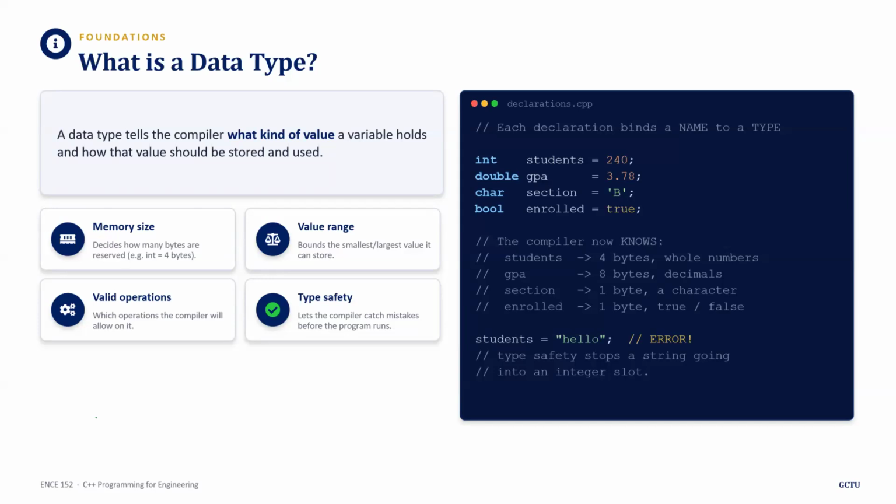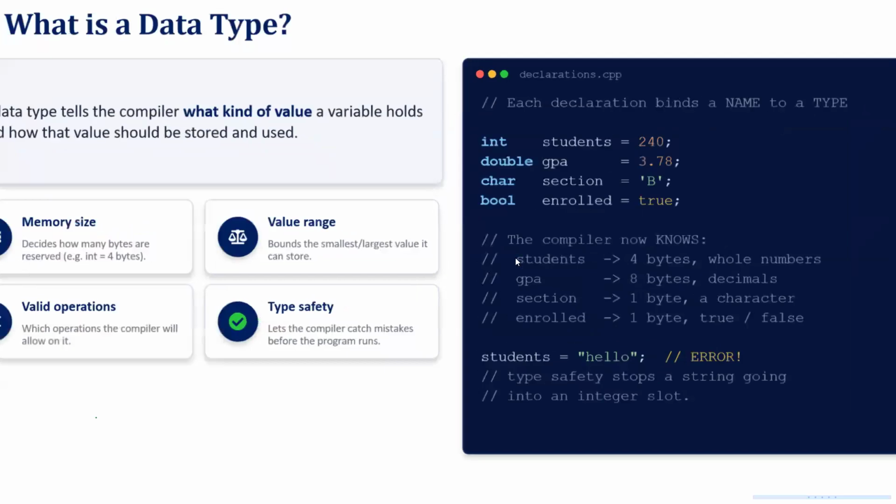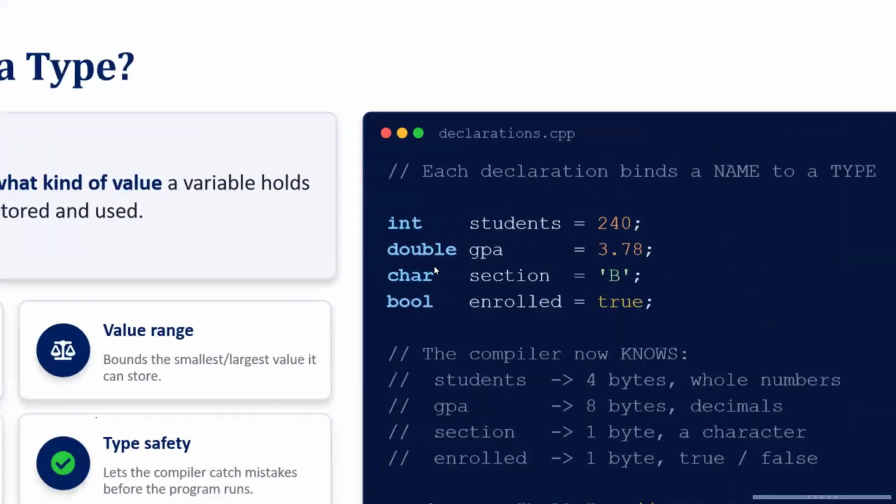On the screen, you can see that we have some examples of data types. We have int students, which is equal to 240. When we say something is an integer, as I've said, it means that thing will hold integer values, 1, 2, 3, up to a billion, and then the negatives. Double means that that thing is a decimal. Char means that that thing is a character. So we have A, B, C, D, and so on and so forth. And Boolean means it is either true or false.